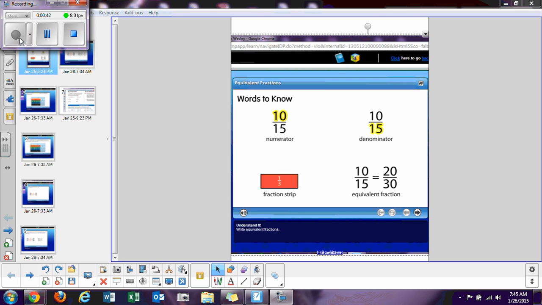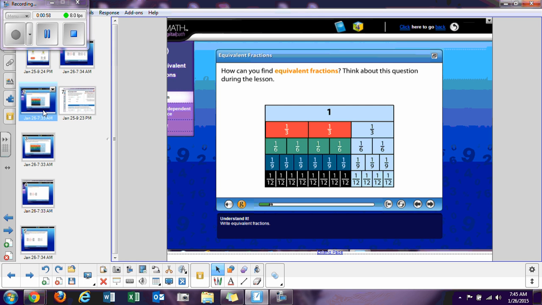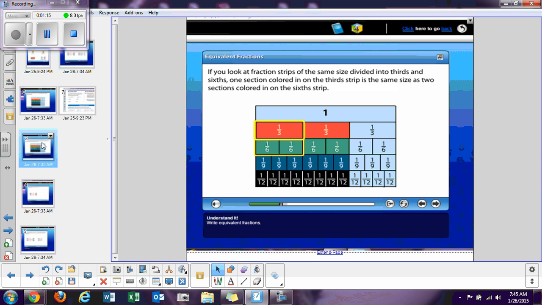Pause the video and see if you can come up with another fraction equal or equivalent to 10 over 15. Exactly. You also could have said 30 over 45, 45 over 60, or even 2 over 3. Using fraction strips like these makes finding equivalent fractions much easier. For example, if we were looking for an equivalent fraction for 1 over 3, how many sixths would we need? Right, we would need 2. So 2 over 6 is equivalent to 1 over 3.